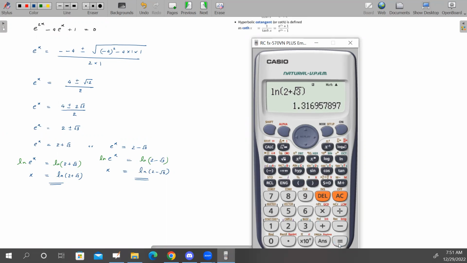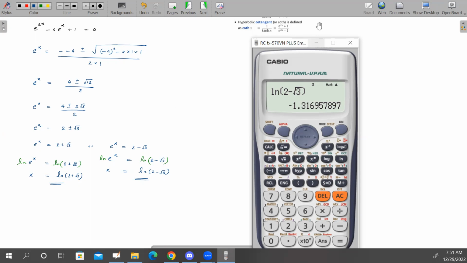Yeah, so you can see 1.316. This is exactly corresponding to the positive answer, ln(2 + root 3). All right, guys. Okay, so the negative answer, you're not actually getting this in the calculator. Okay, right? So guys, let me explain to you.